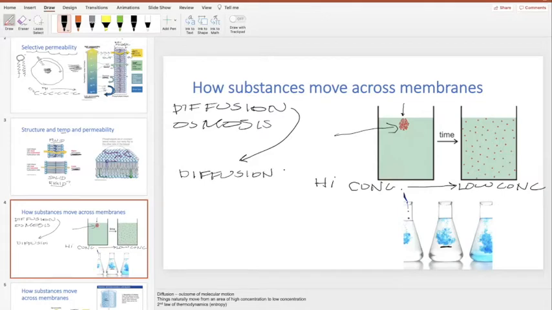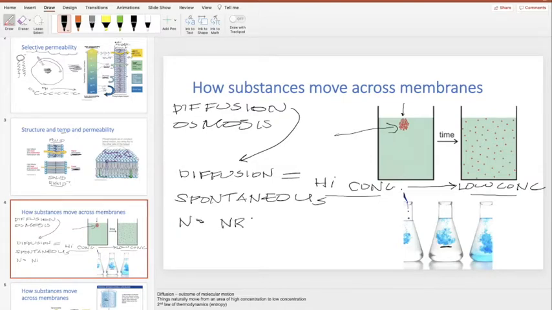And diffusion is just the movement of molecules from a high concentration to a low concentration. It happens spontaneously, which means that there's no energy input required. So if this were happening in your cell, you wouldn't need any ATP to drive this reaction.